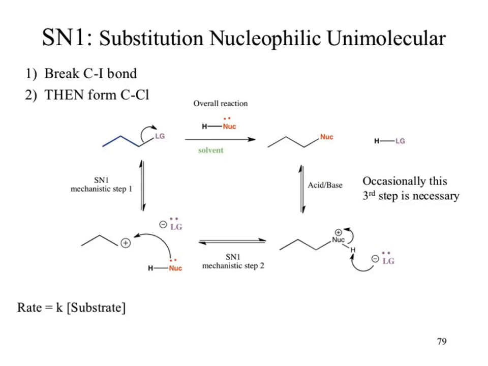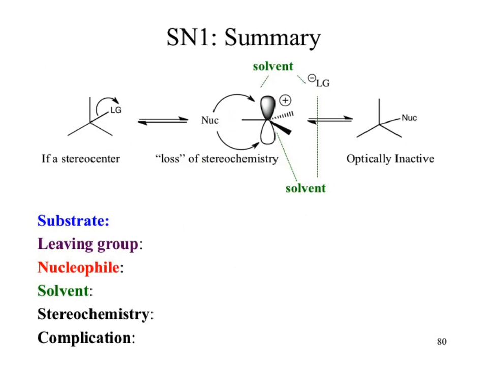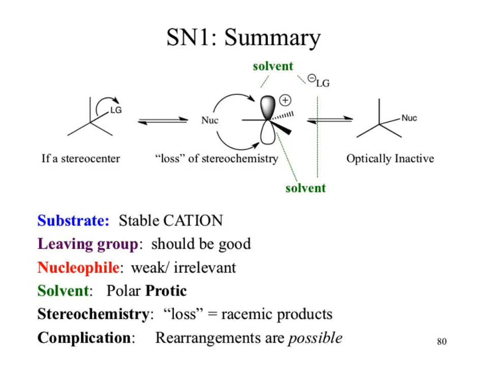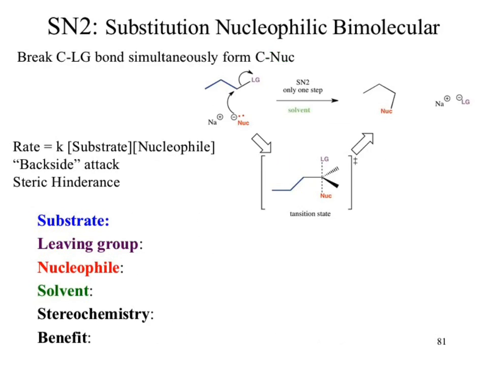Okay. This slide summarizes our mechanism for the SN1. You're responsible for all aspects of it. This one shows it slightly simplified, but it also lists all of the pieces necessary for an SN1. Substrate, leaving group, nucleophile, all of those things, which were intended to be stepped through nice and slowly, but they aren't going to be. Substrate, we need to form a stable carbocation. Leaving group needs to be good. Nucleophiles, weak or irrelevant. Solvent, polar protic. Stereochemistry, we lose it. Complications, rearrangements are possible. Everything we just talked about is now summarized on one slide.